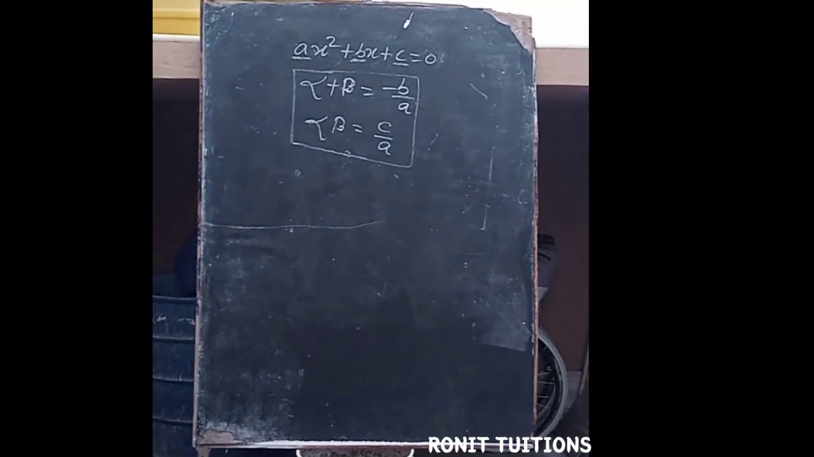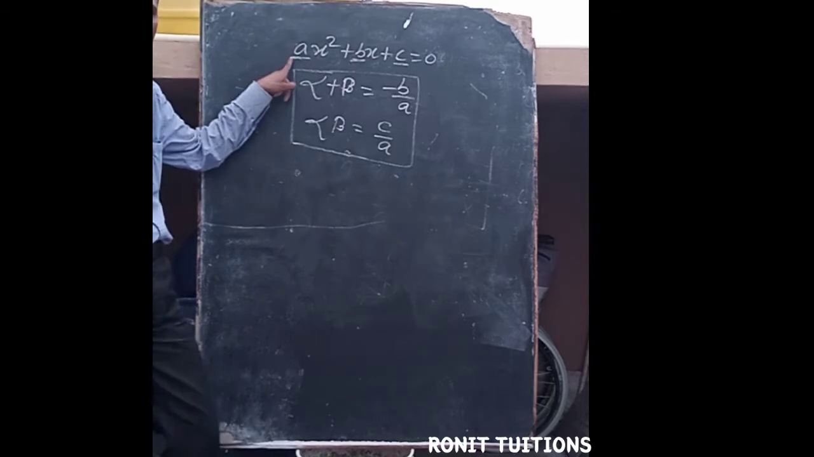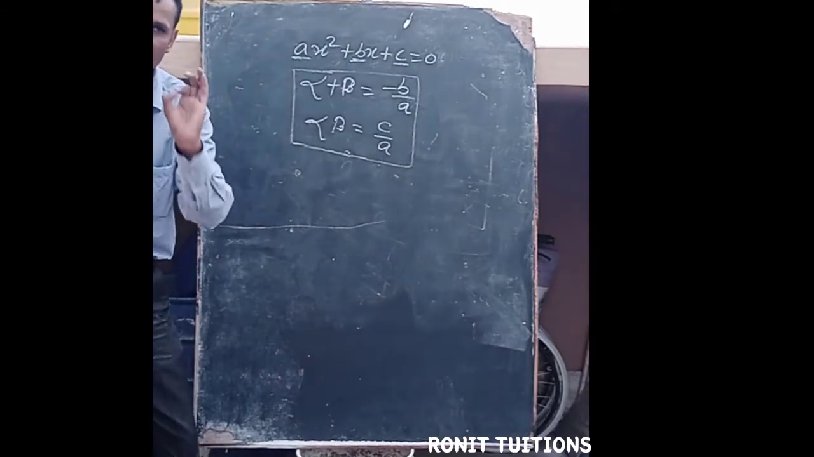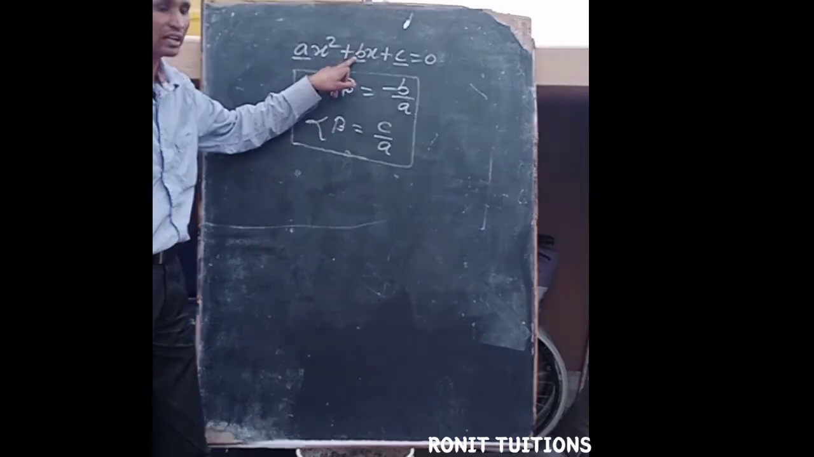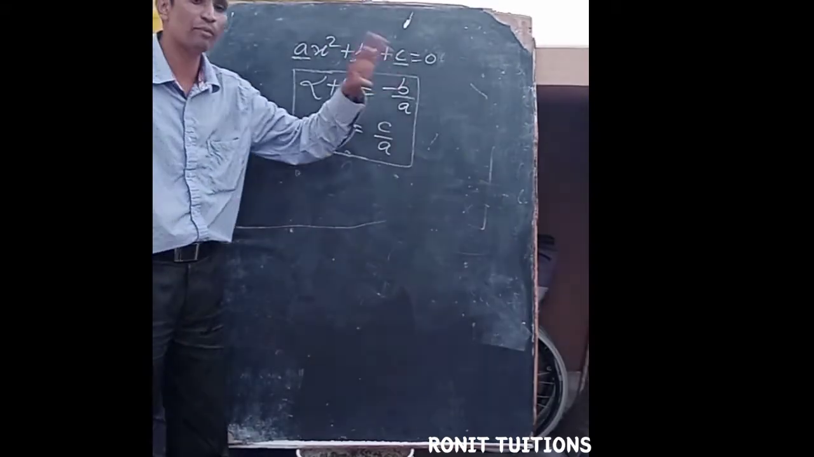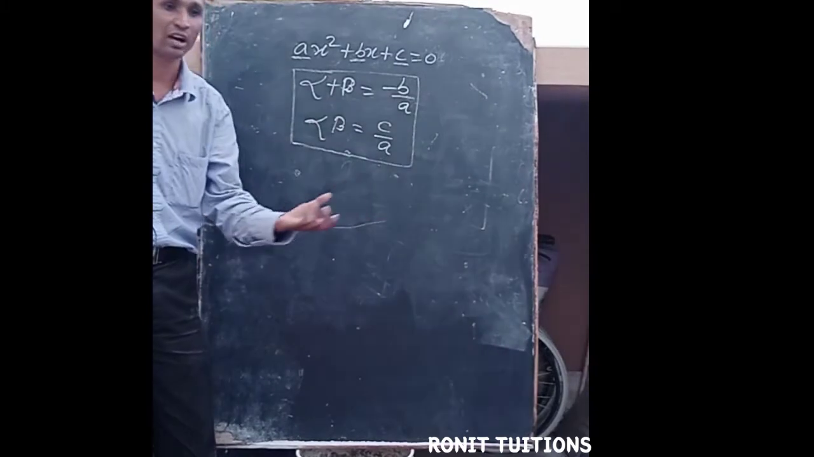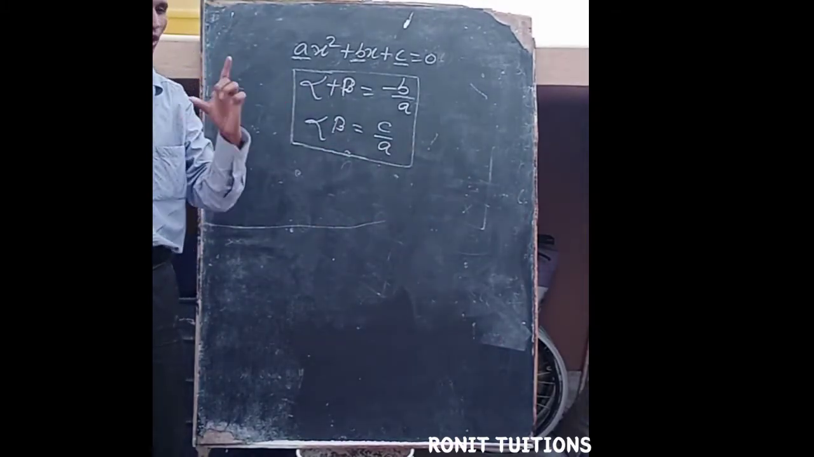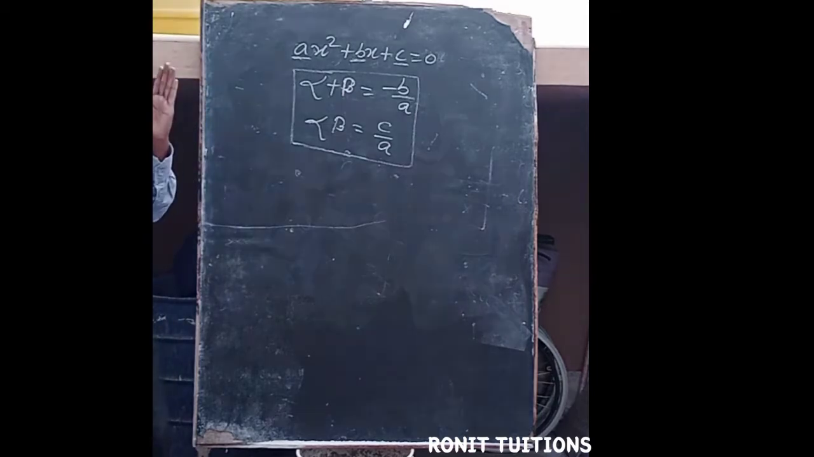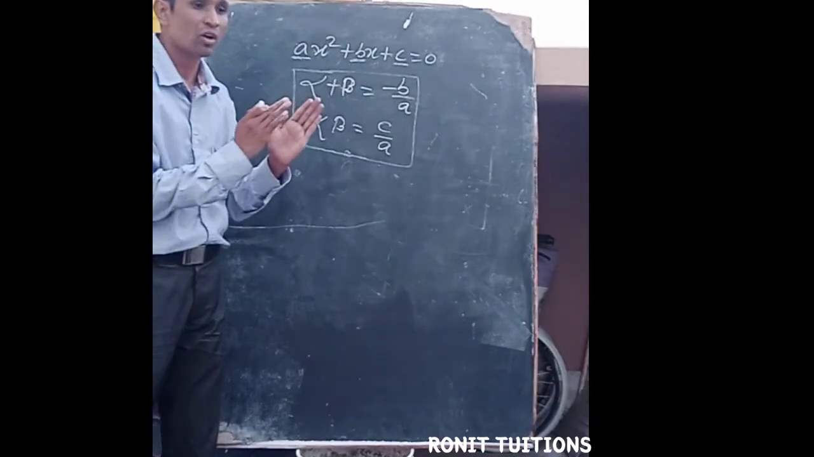Alpha plus beta is equal to minus b by a. Alpha beta is equal to c by a. What is a? Whatever is written near the x square, the coefficient of x square, is called a. The coefficient of x is called b, and c is the multiplication of alpha and beta, the zeros. Now we are taking one example from your exercise question 1.